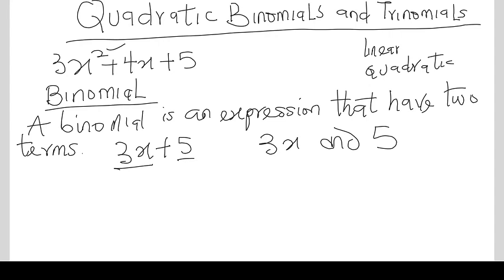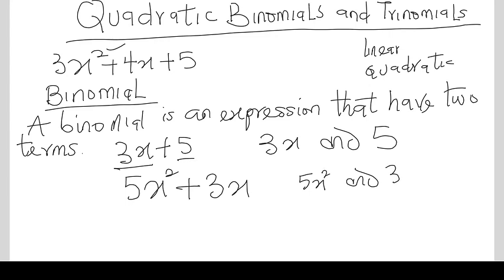Another example is when we have 5x raised to the power of 2 plus 3x. This is also having 2 terms. And what are the 2 terms? The first term is 5x squared, and the second term here is 3x. So these 2 terms make this expression a binomial one. So a binomial is an expression that has 2 terms, while a trinomial is an expression with 3 terms.